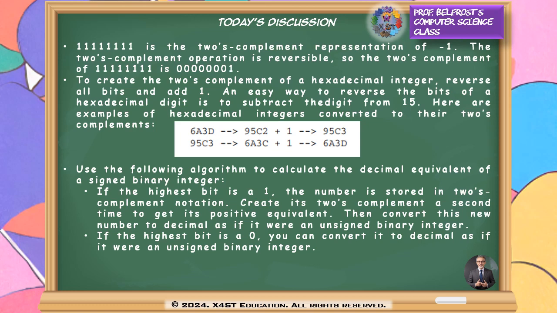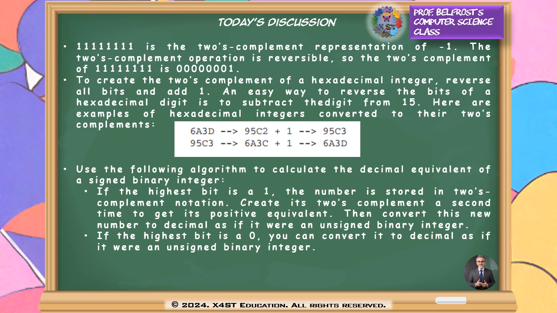The easy way to do this without converting to bits first is to subtract each digit from 15. Here is an example. You have 6A3D. 15 minus 6 is 9. 15 minus A, which is 10, is 5. 15 minus 3 is C, right? 15 minus D is 2. Then plus 1, and we have 95C3.